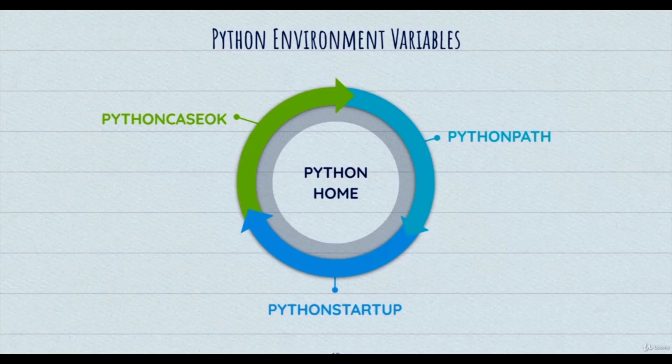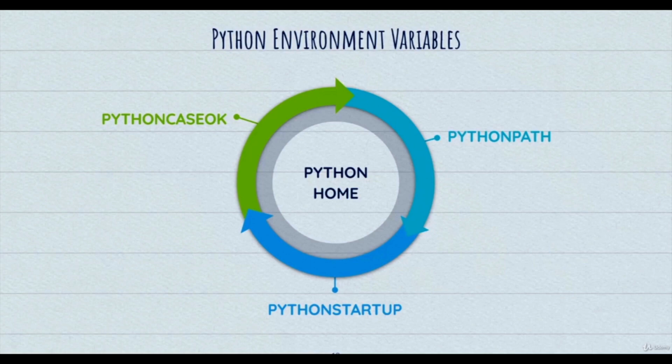The next one is PYTHONSTARTUP. It contains the path of an initialization file containing Python source code. It is executed every time you start the interpreter. It is named .pythonrc.py in Unix, and it contains commands that load utilities or modify PYTHONPATH.